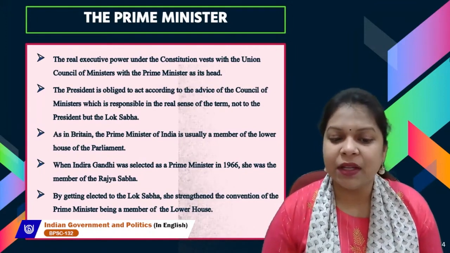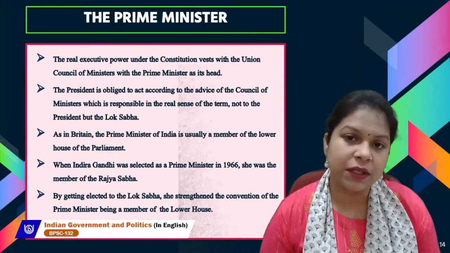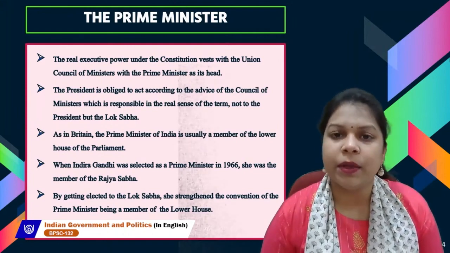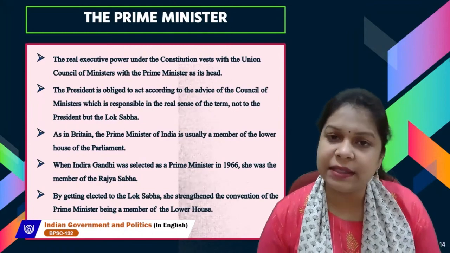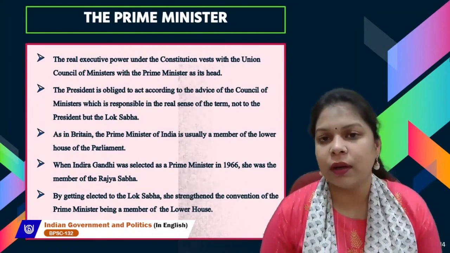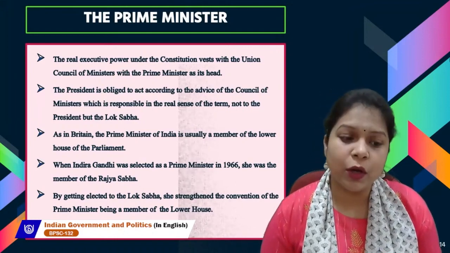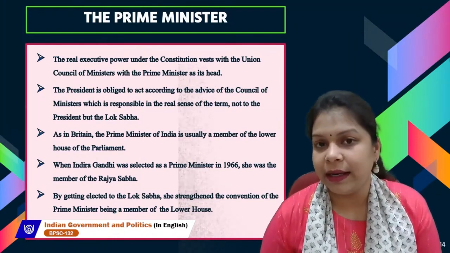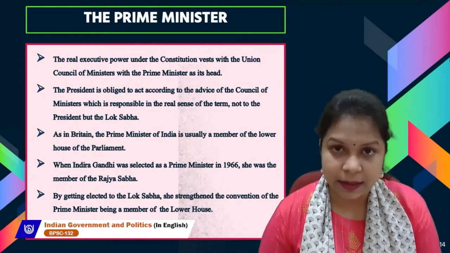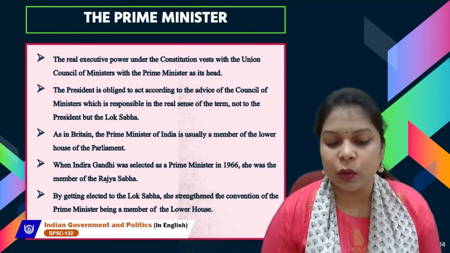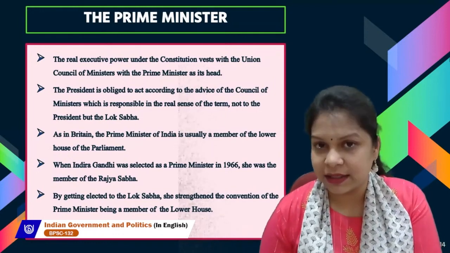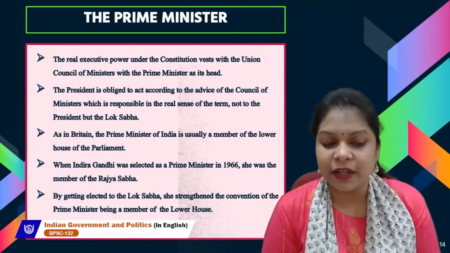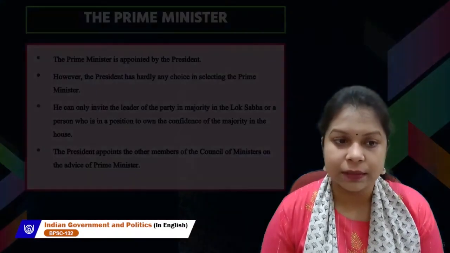As in Britain, the Prime Minister of India is usually a member of the lower house of the parliament. In Britain, the British Prime Minister belongs to the lower house of the parliament. Similarly, the Indian Prime Minister also should be a member of the lower house of the parliament, which is known as Lok Sabha. When Indira Gandhi was selected as prime minister in the year 1966, she was a member of the Rajya Sabha. Later on she got elected to the Lok Sabha as well, and she strengthened the convention of the prime minister being a member of the lower house.